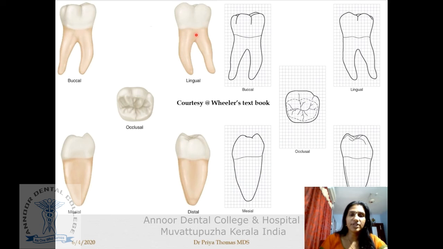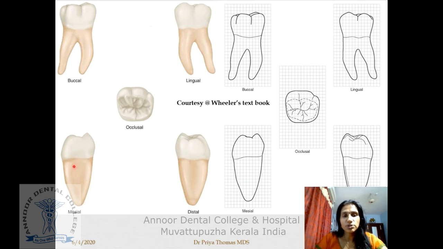Then this bifurcation area is slightly larger than this area. Your cervical line is irregular. You have two cusps here, and the cuspal slopes here are at an inclination, while the cuspal ridges here are flatter. And the roots appear longer from your lingual aspect by 1 mm.